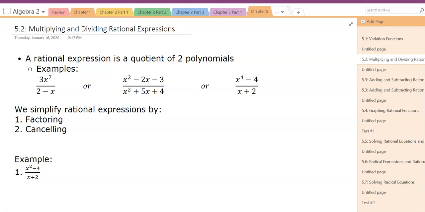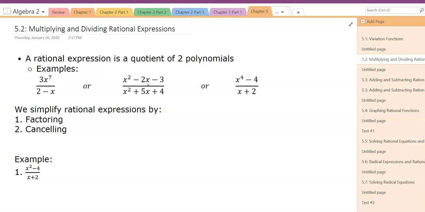So we're going to be looking at rational expressions in this section and in the coming sections here. And we're going to first focus on how we can multiply and divide these rational expressions. So here's some examples of what a rational expression would look like involving these polynomials that we've been dealing with the last couple of chapters now. So we have like 3x to the 7th all over 2 minus x. This one says x squared minus 2x minus 3 all over x squared plus 5x plus 4. And another one is x to the 4th minus 4 over x plus 2.